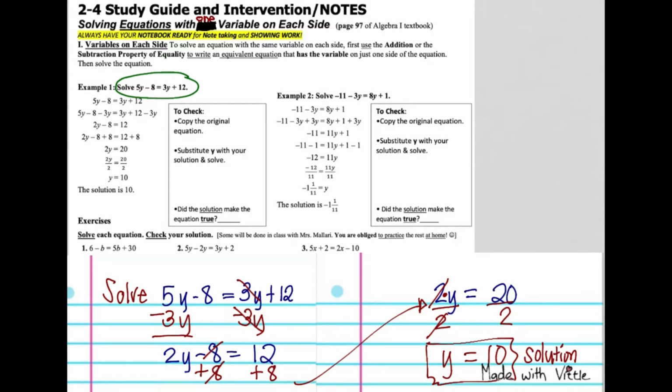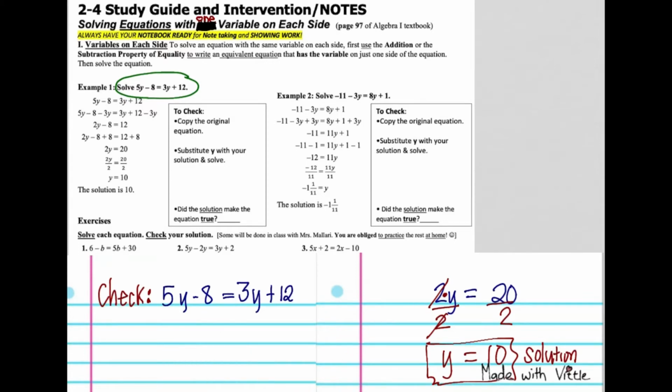Now we have to check our work by substituting y with 10 in the original equation. To check, you have to copy again the original equation. Then substitute the y with the solution that we found. Then bring down the rest of the expressions. Now perform the operations on each side of the equation.